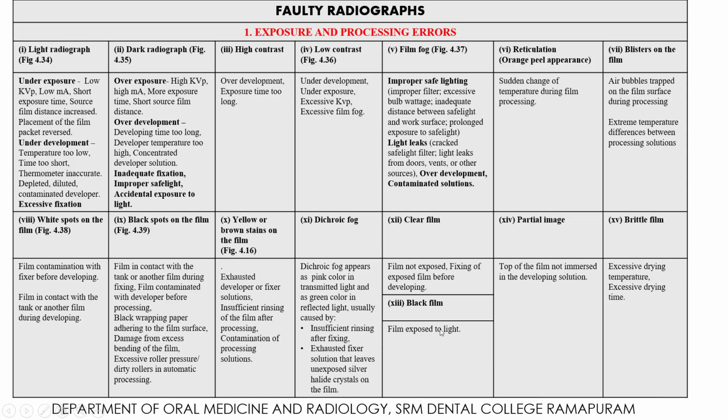A clear film: not exposed, or fixing of the exposed film before developing. Black film: exposed completely to light. Partial image, similar to a cone cut, where the top of the film is not immersed in the developing solution. A brittle film: excessive drying temperature and excessive drying time.